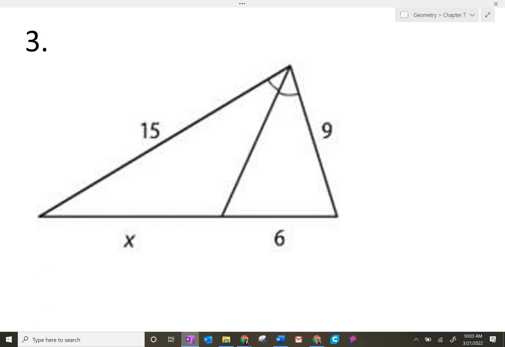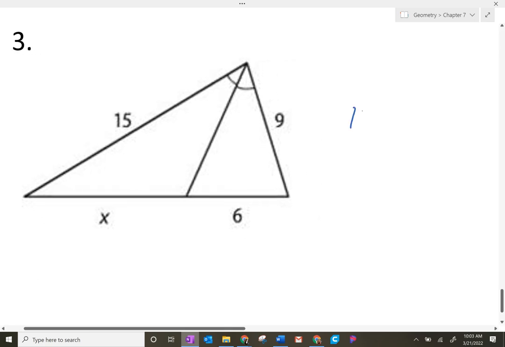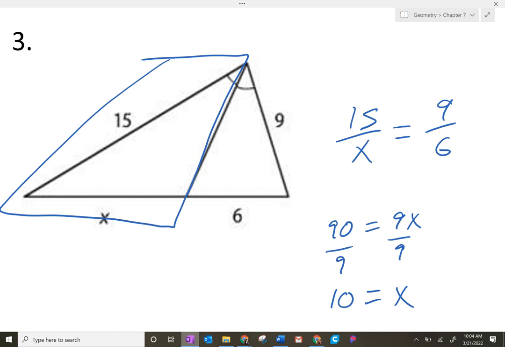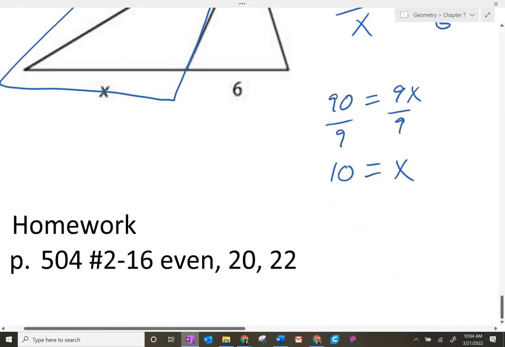All right. So the way you should have set that one up would have been 15 over x equals 9 over 6. So all the stuff from one triangle will be on the left side. All the stuff in the other triangle will be on the other side. So I got 6 times 15. That gives me 90 equals 9x. Divide both sides by 9. And then I should have 10 equals x. So most of you guys had 10. How are you feeling? Pretty good?